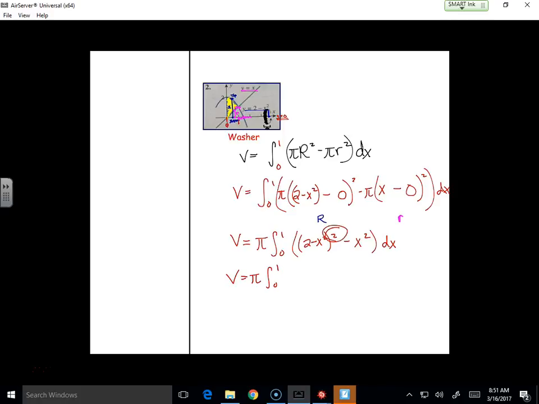What am I going to do since it's simple? I'm going to FOIL it. And I'm going to get 4 minus 4x squared plus x to the 4th minus x squared. And I'm going to say, hey, this is a power rule waiting to happen. I'm just going to go one more step before doing it because I see some like terms in here. 4 minus 5x squared plus x to the 4th.